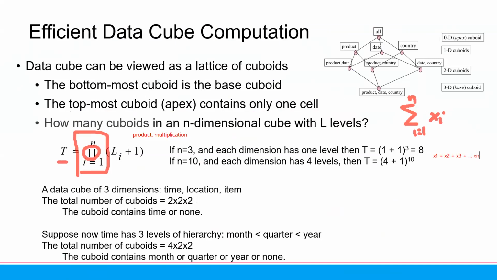Okay, but if you use this product, let's say we have xi from i equals to 1 until n, then it means we have x1 multiply x2 multiply x3 multiply until xn. So we have the formula: product of (Li plus 1).